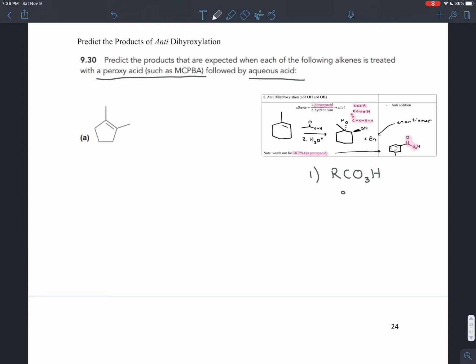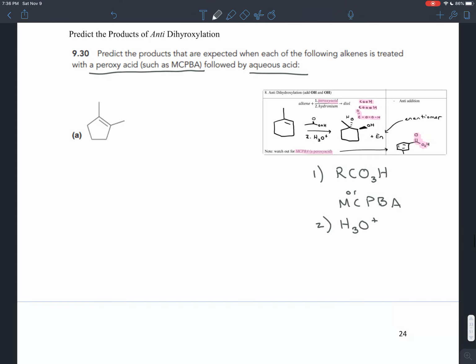or you'll have MCPBA. That turns the alkene into an epoxide, like we discussed in the previous video, and then you have hydronium, which bursts the epoxide open. First it protonates the oxygen in the epoxide to make it a better leaving group, and then the water comes in and attacks it as a nucleophile, from the opposite direction, to give you your anti-dihydroxylation. So we went over the mechanism for that in that separate video.